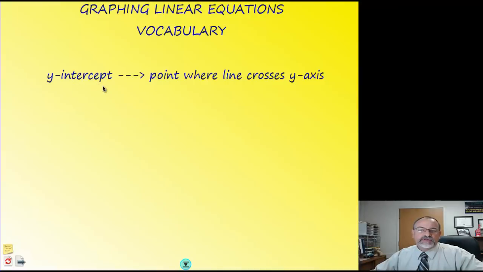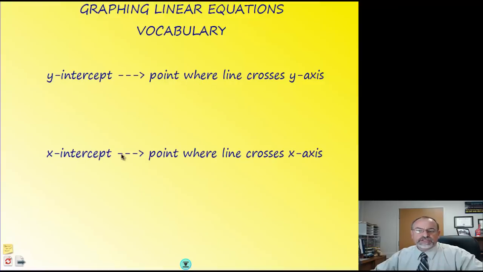Y-intercept. Intercept means to cross or to intersect. So the y-intercept is the point where the line crosses the y-axis, and the x-intercept is the point where the line crosses the x-axis. These are very important points to be able to interpret when we're looking at their application to real-world situations.